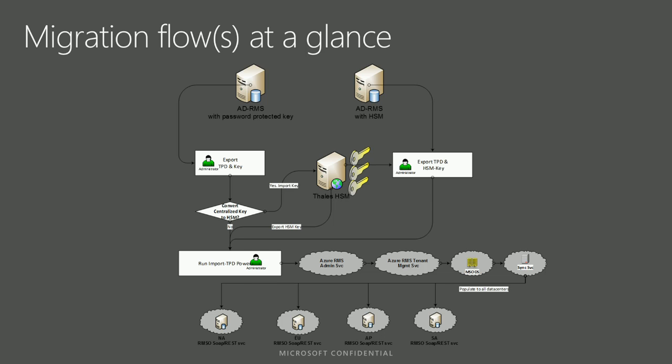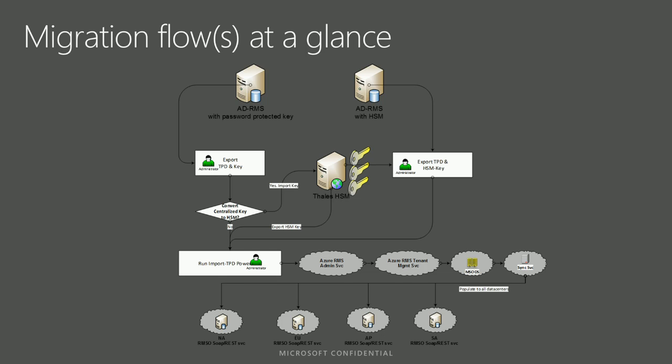We don't like that process much, but it's the cheapest one. You don't have to buy any hardware security module. The other one is you take your key from ADRMS. If it's in a hardware security module, you do the bring your own key thing. If it's not in a hardware security module, you put it in a hardware security module. We provide you with the scripts to do that, and then you put it in Azure RMS. That way, you ensure that Microsoft never saw your keys. The reason we like that so much is because we know that we cannot leak your keys that way.